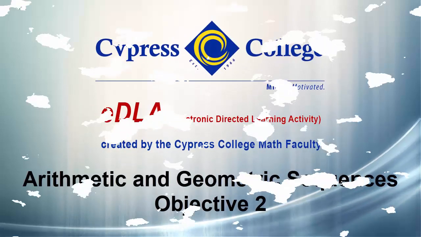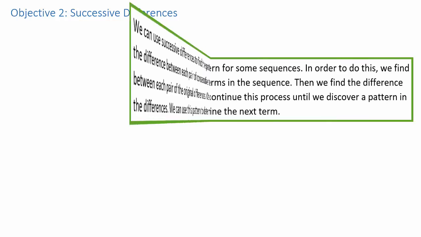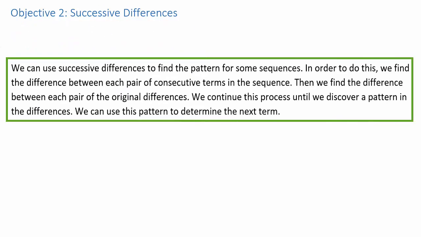Objective 2, successive differences. We can use what are called successive differences to find the pattern for some sequences. In order to do this, we find the difference between each pair of consecutive terms in the sequence. Then we find the difference between each pair of the original differences. We continue this process until we discover a pattern in the differences. We can use this pattern to determine the next term. Let me show an example.